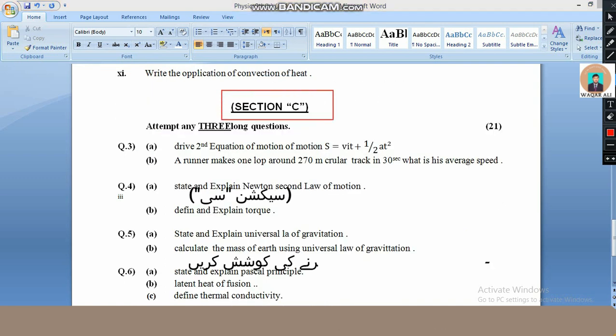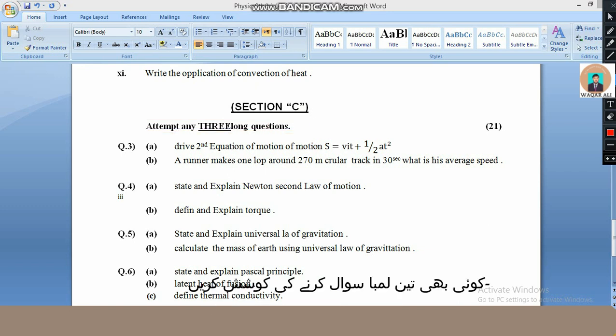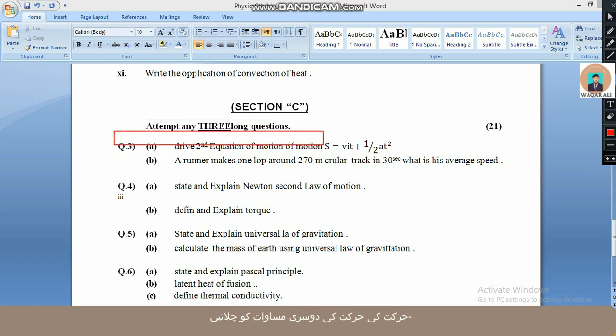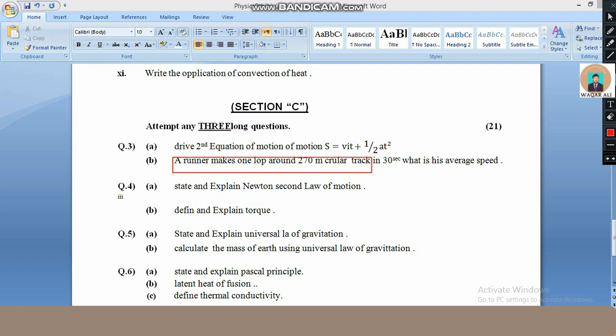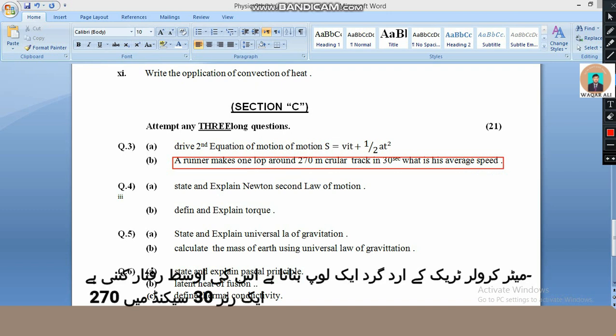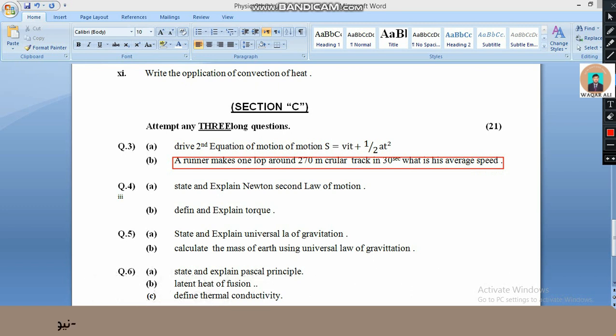Section C. Attempt any 3 long questions. Q. 3. A. Derive second equation of motion: S = Vi t + 1/2 at squared. B. A runner makes one lap around a 270 m circular track in 30 seconds. What is his average speed?